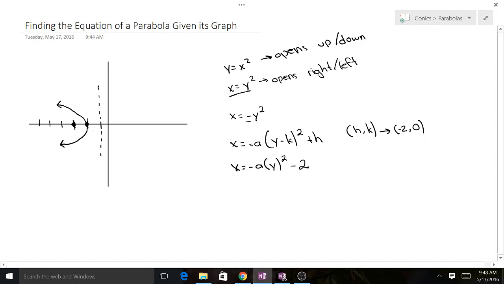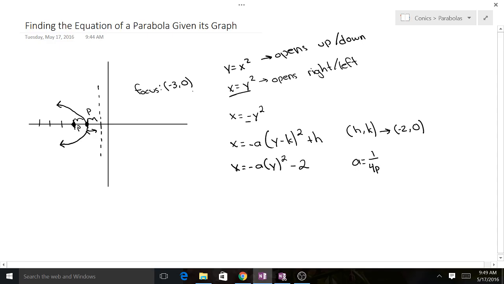Okay, well now what we need is this a. Well, we know a equals 1 over 4p. And p is the distance from the center to a focus and directrix. So that's p and that's p. And the directrix is a line at x equals negative 1, and the focus is a point at (-3, 0).